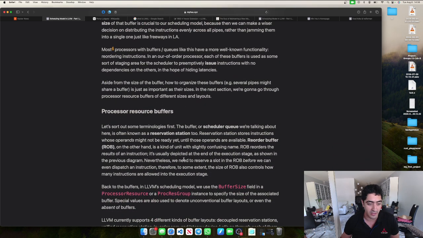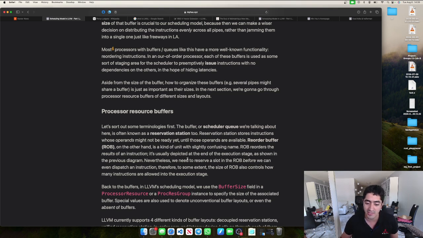Processor resource buffers. Let's sort out some terminologies first. The buffer or scheduler queue we are talking about here is often known as a reservation station too. A reservation station stores instructions whose operands might not be ready yet until those operands are available. Reorder buffer, on the other hand, is a kind of unit with a slightly confusing name. Reorder buffer reorders the results of an instruction. It's usually depicted at the end of the execution stage, as shown in the previous diagram.